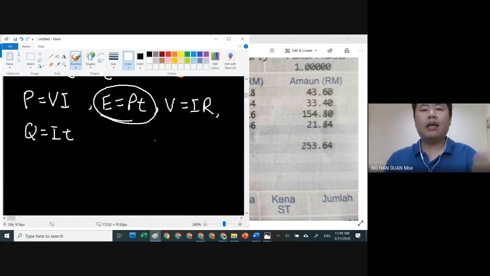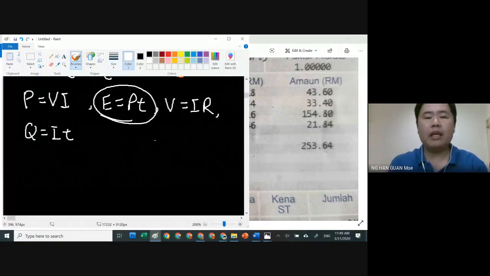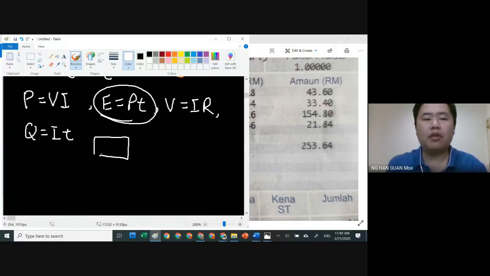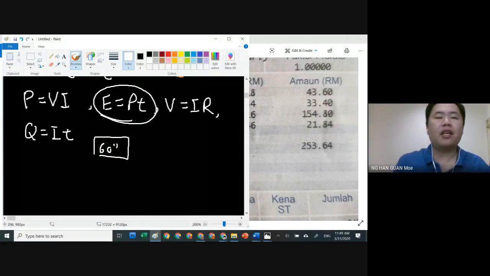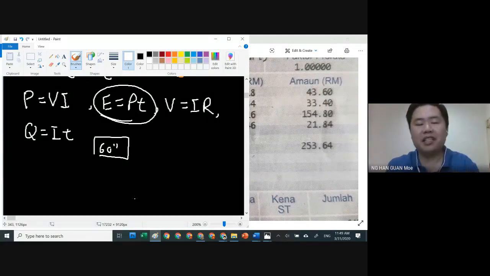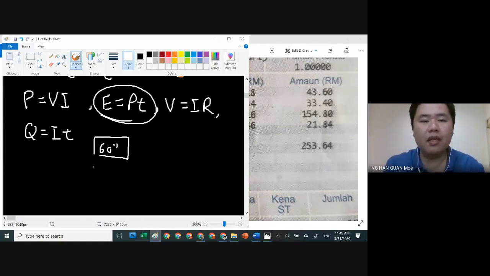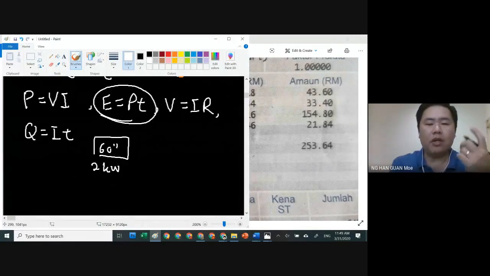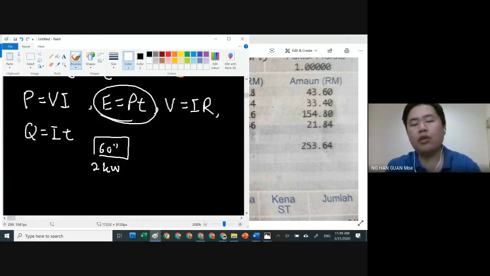So let's say for example you have one TV. The house you got a 60-inch TV, let's say. Actually I don't know how much the power of a 60-inch TV is. So assume that this TV's power, let's say, is 2 kilowatt. Example, 2 kilowatt. I'm not sure what the bill says, so I just assume that it's 2 kilowatt.